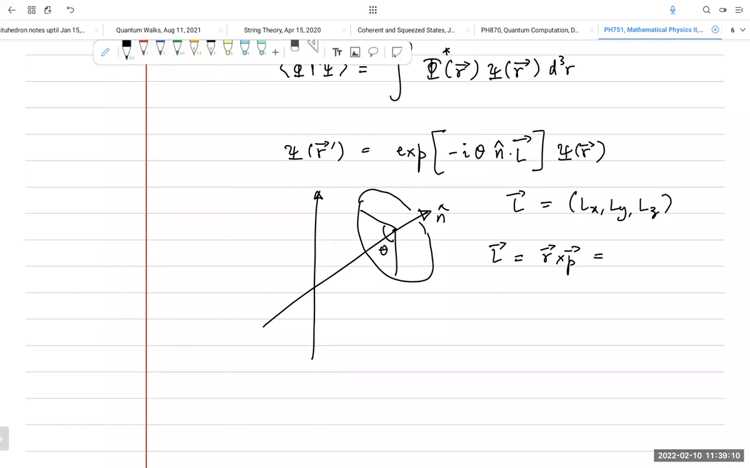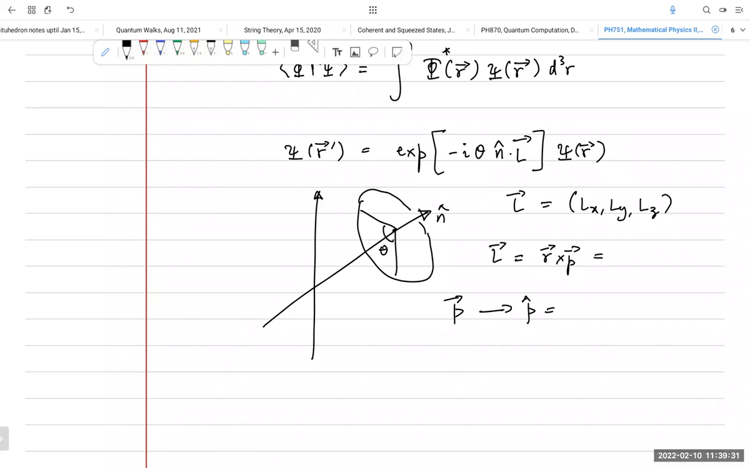Bharti, do you know what happens to the momentum in the position representation? How do I write the momentum operator? Bharti? If you know, it's okay. If you don't, that's fine. Priya?